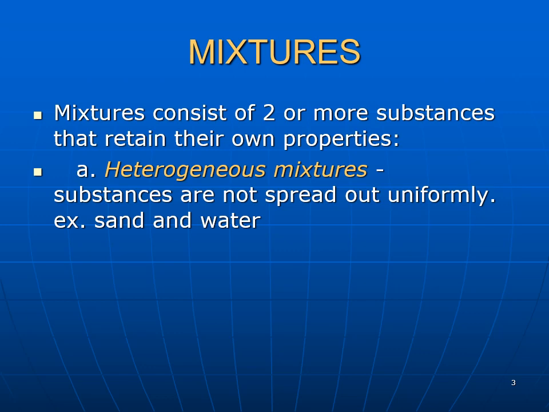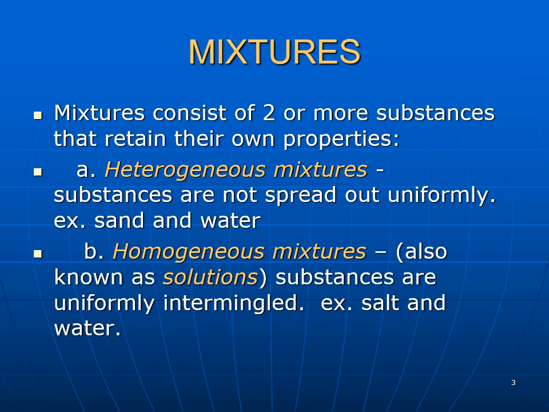A heterogeneous mixture, as you've probably all heard before, is when we have substances that are not spread out uniformly. An example of this is sand with water. Another example would be oil and water. But we also have another type of mixture called a homogeneous mixture, which is where the term solutions comes into play. Homogeneous mixtures are when we have substances that are uniformly intermingled, like when we dissolve salt in water.